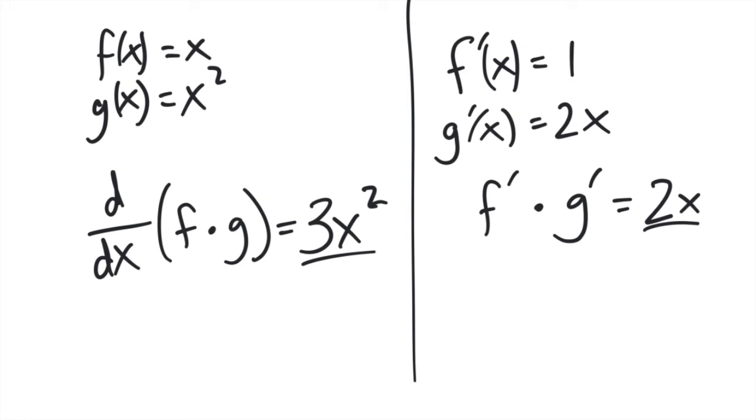So we need another rule, or a different rule, to deal with what happens when we have f of x times g of x. These are going to be two rules, one with multiplication that we're going to call a product rule, one for division that we're going to call a quotient rule.